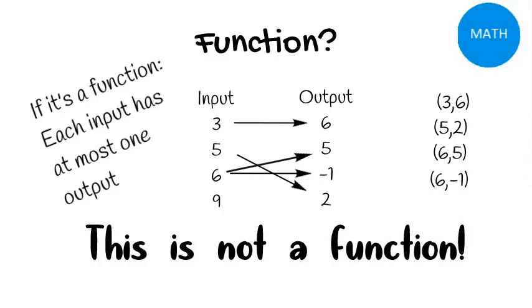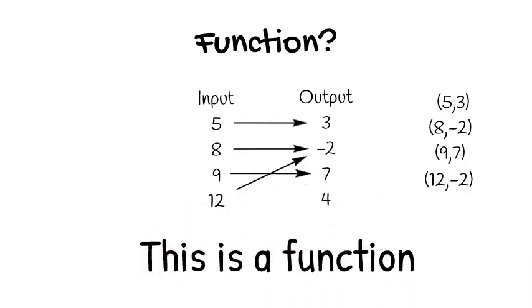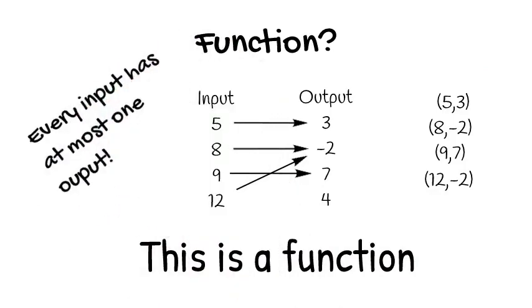Let's look at another example. Is this a function? Well, each input has 1 output, and so this is a function. Every input has at most 1 output. Therefore, it's a function.